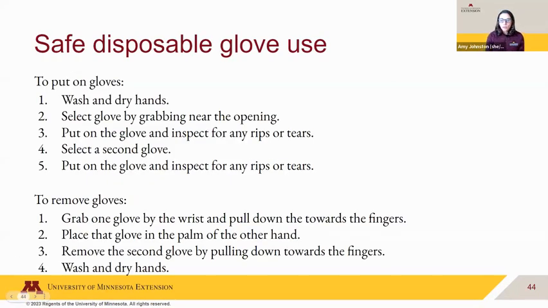So to wear gloves safely, again, you need to wash and dry your hands. You'll want to select disposable gloves. They usually come in a package where you can easily grab near that opening or that wrist area. You want to grab there so you're not contaminating any of the other surfaces. Put on the first disposable glove without touching the other surfaces with your ungloved hands. And then inspect for tears or rips, and then put on the second glove.